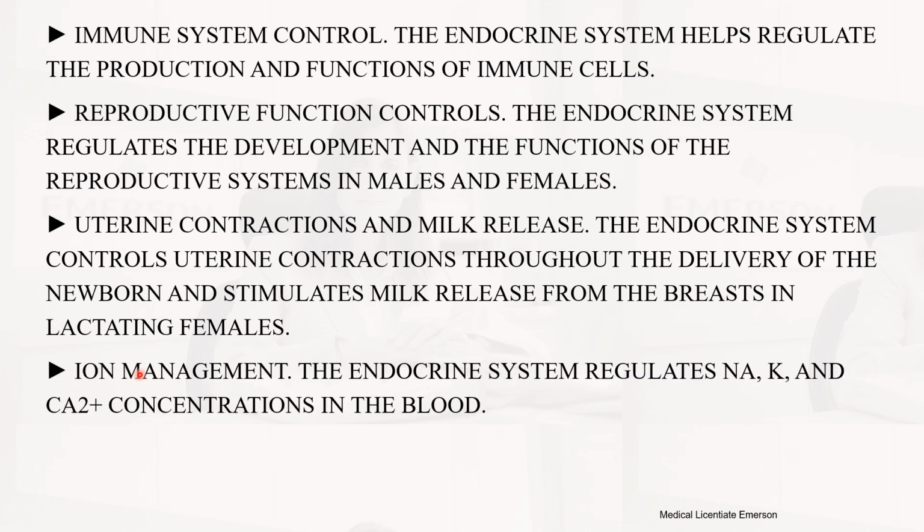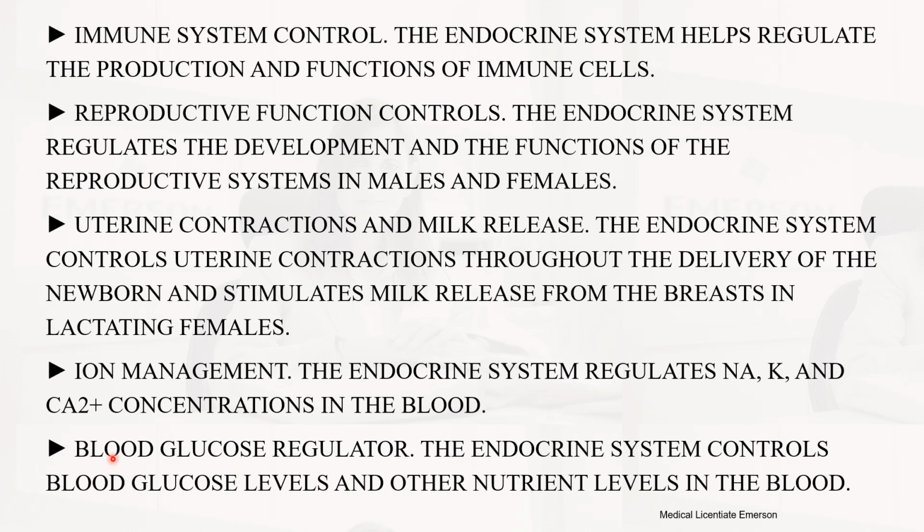Then of course ion management as well is played by the endocrine system. So the endocrine system regulates sodium, potassium, and calcium ion concentrations in the blood. Then the other function is blood glucose regulation. The endocrine system controls blood glucose levels and other nutrient levels in the blood. So these are some of the functions.